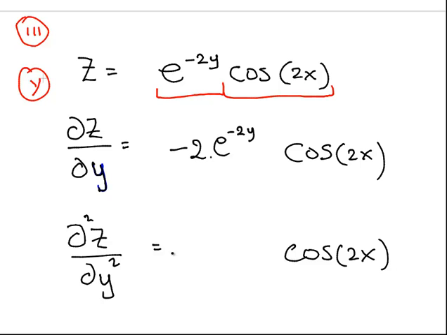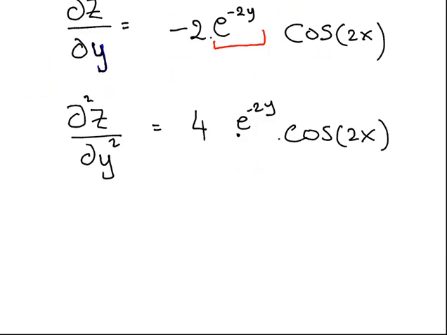We'll do that again. Essentially, all we have to do is differentiate this bit again. The minus 2 can come down on its own, because it's a constant, but it's the derivative of e to the minus 2y, and again that is minus 2 times e to the minus 2y. The minus 2 times minus 2, we can simplify and have 4 there. So the overall answer is 4 times e to the minus 2y cos of 2x.